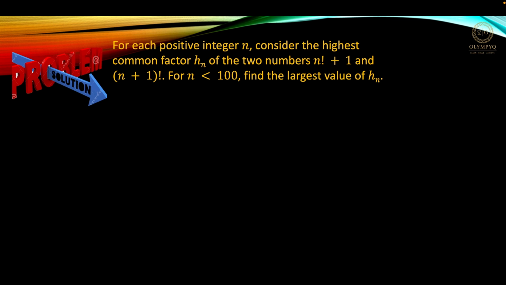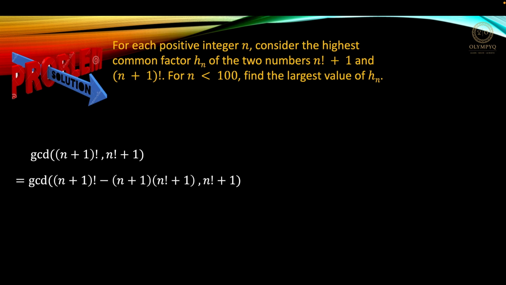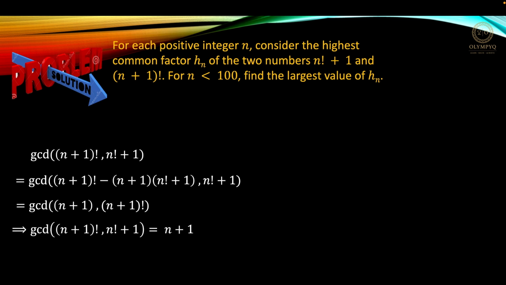The problem here is between the two numbers n factorial plus 1 and n plus 1 factorial. We need to find the GCD of these two. The GCD of these two is equivalent to the GCD of n plus 1 factorial minus n plus 1 times n factorial plus 1, and n factorial plus 1. Now, if I solve the first number, the first number will become n plus 1, and the second number will be n plus 1 factorial. From here we can clearly see that the GCD of these two numbers is n plus 1.